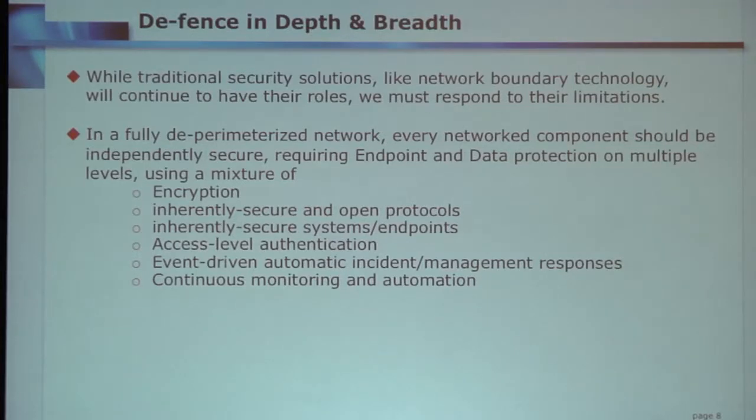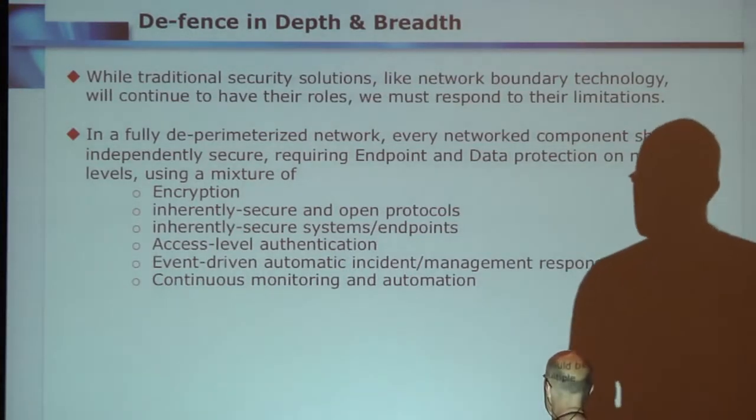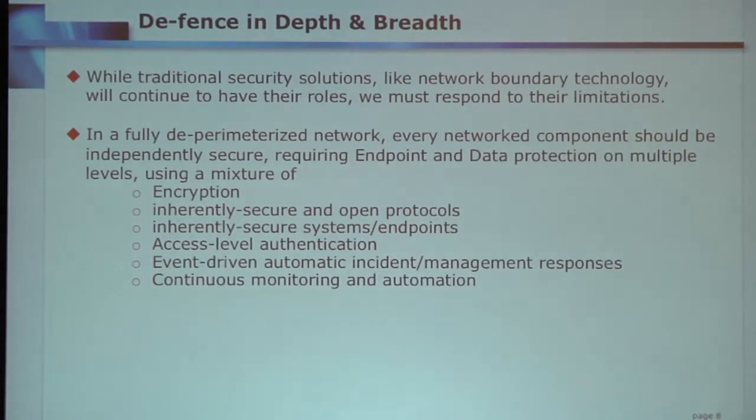So the trend that is happening as a result of communication increasingly bypassing the perimeter, or communication more and more happening on the endpoints, is best described by the term deperimeterization. So in a fully deperimeterized world, every endpoint, or every networked component, has to be protected, requiring a combination of endpoint and data protection with various technologies and components, such as encryption, inherently secure and open protocols, inherently secure endpoints, access level authentication, event-driven automatic incident management responses, and continuous monitoring and automation. So those are the key architectural ingredients.